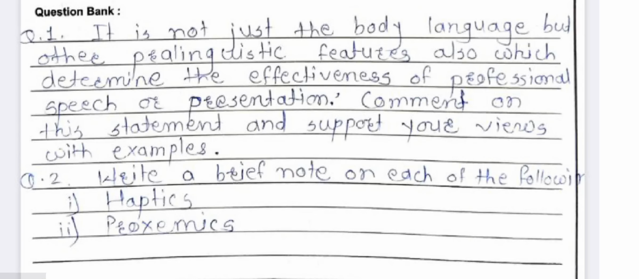Now let's see the questions on these points. It is not just body language but other paralinguistic features also which determine the effectiveness of professional speech and presentation. Comment on that statement, support your views with examples. Again, the next question is: write a brief note on each of the following: haptics and proxemics. The first question is related to our first point, where I explained the intimate zone, personal zone, social zone. You have to do the explanation in that manner here. The second question, the brief note, has been given here and explained at this place.